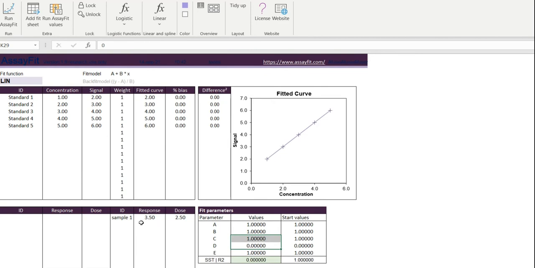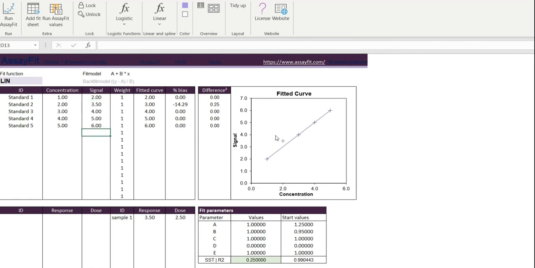The unknown sample measurement is 3.5. Since we have now optimized the 2 parameters for the fitted line, we can calculate the value of the sample. A signal of 3.5 calculates back to a concentration of 2.5. In this example, the data points are on a perfect straight line, however in reality this will almost never happen.